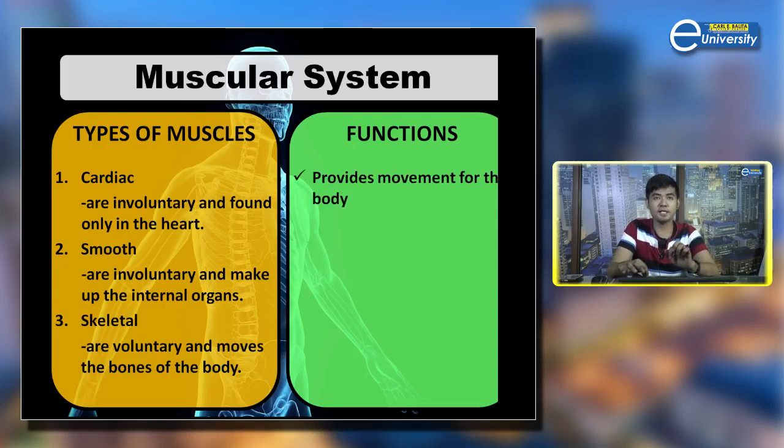What are the functions of the muscular system? Number one, it provides movement for the body, together with the skeletal system. Next, it allows the heart to beat.